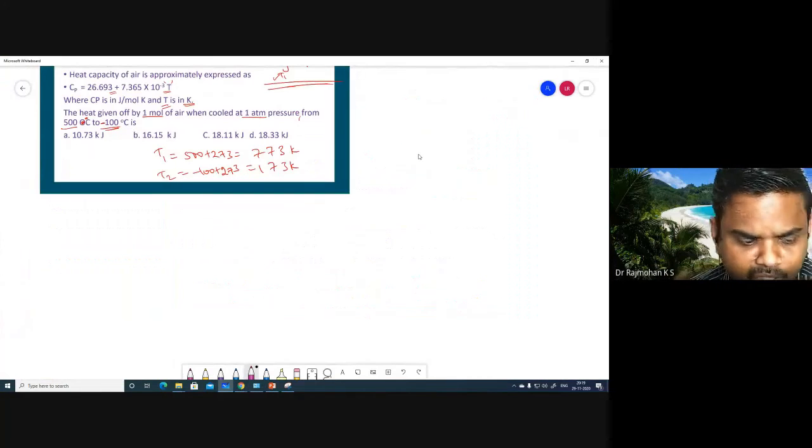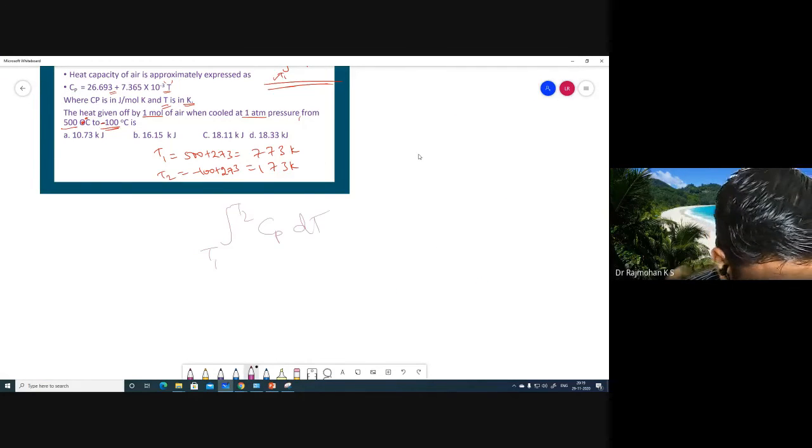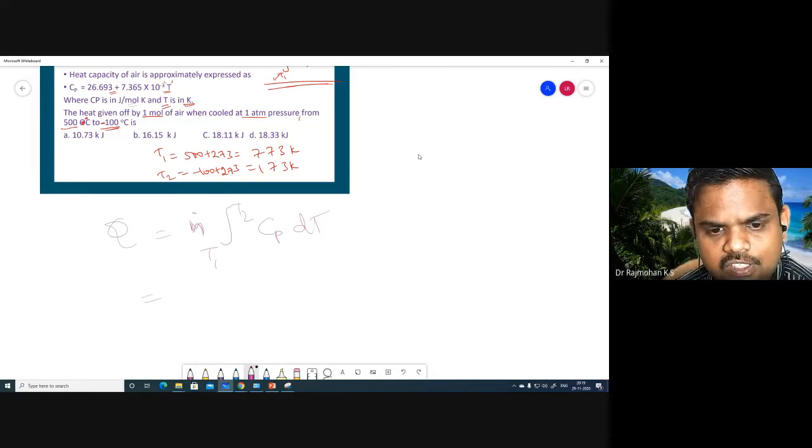Problem. So we have T1 and T2. We can write the heat rejected during the process as the integral from T1 to T2 of Cp dT. m is 1 mole, right? Let me write that also: Cp is in joule per mole. So accordingly I can say Q is equal to n Cp delta T, where n is equal to 1 mole.